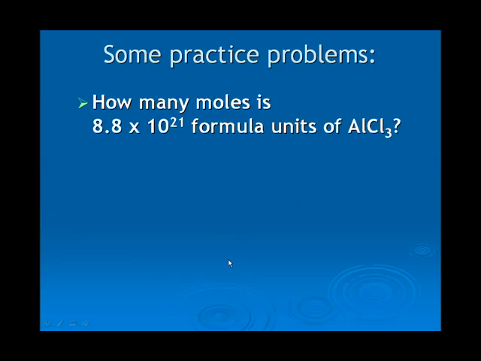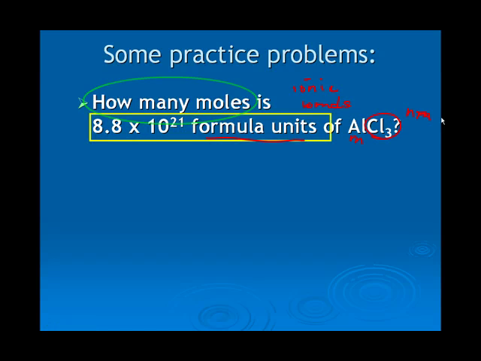Alright, one more of this type you should set up. How many moles is 8.8 times 10 to the 21st formula units of aluminum chloride? Now, this one's called formula units because it has ionic bonds. It has a metal, aluminum, with a non-metal. So we can't call them molecules, we have to call them formula units at this point. It does not change at all how we set up the problem.